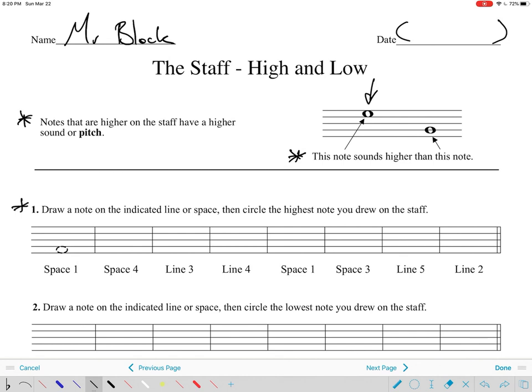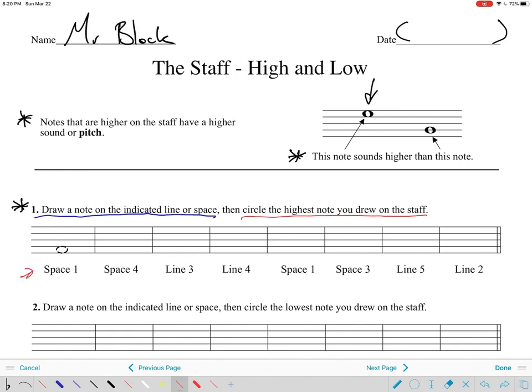Number 1. Draw a note on the indicated line or space, then circle the highest note you drew on the staff. Now please remember that this is a two-part instruction here. First, draw a note on the indicated line or space, and then second, circle the highest note you drew. So let's get started with the first part. First, draw a note on the indicated line or space.